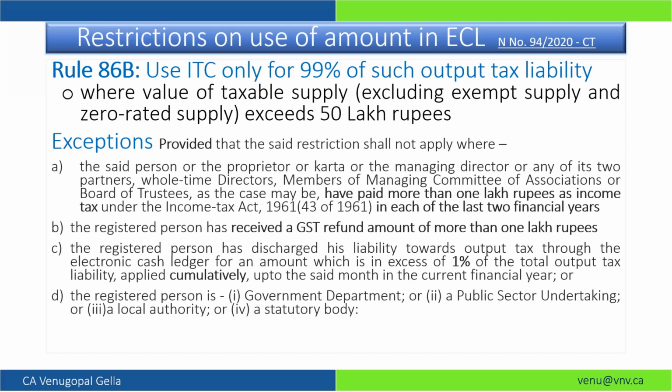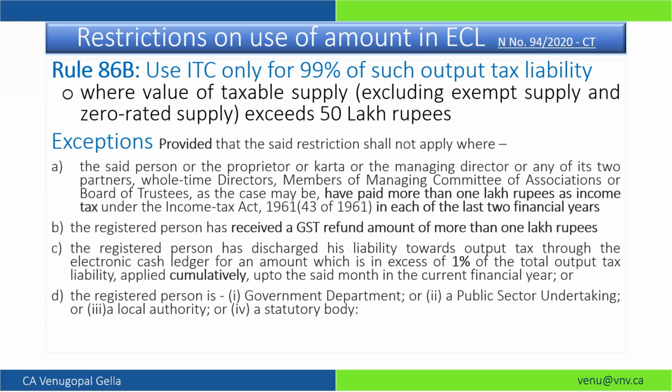but this is subject to a certain condition: where your value of taxable supply exceeds 50 lakh rupees, only then this condition will come into the picture. If your value exceeds 50 lakh, make sure you pay only 99% of your output tax liability with ITC. The balance you have to pay with cash.